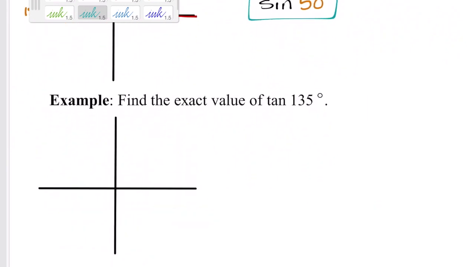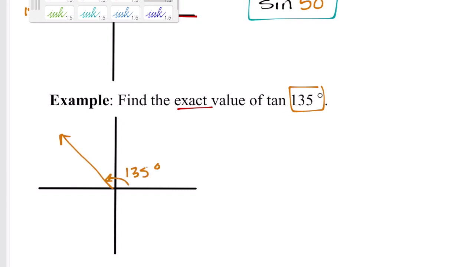Next, they want us to find the exact value for tangent of 135. So exact value means we're not just plugging it into our calculator and finding the decimal, because the decimal is not going to be something that's pretty. So we want to find the exact value. We are likely going to have to use one of the special right triangles in this case. So 135 degrees, I know that's somewhere in the second quadrant.